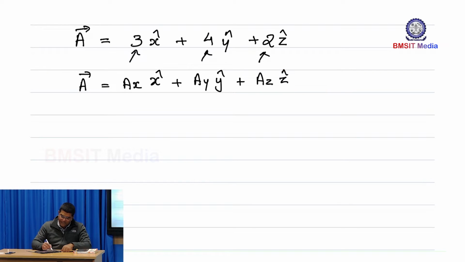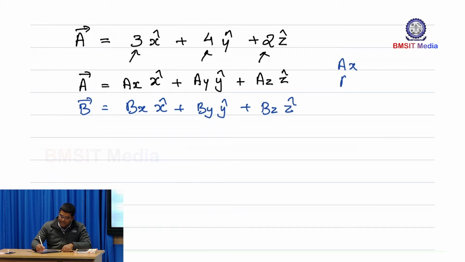Similarly, if I write another vector B, it can be written as Bx x cap plus By y cap plus Bz z cap. Now this Ax, Ay and Az can have any values ranging from minus infinity to infinity. Similarly, Bx, By, Bz also can have any values. Depending on that, we can represent one vector.